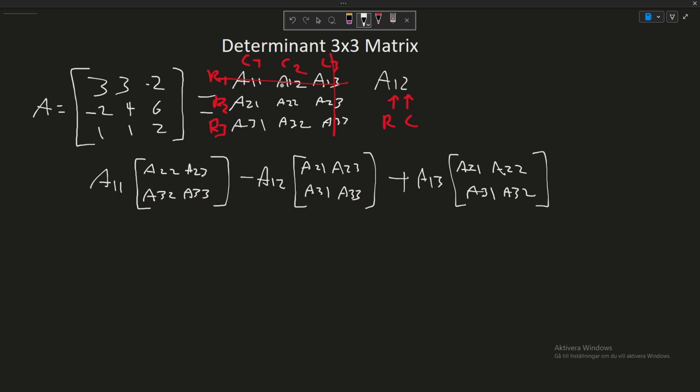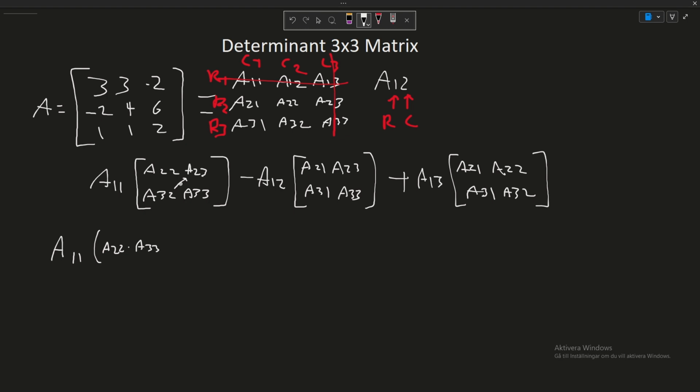And so now to solve each one of these, you're gonna have to take the diagonal here and subtract by the diagonal here. So you will multiply these two with each other and then subtract by the multiplication of these two, and times the number you have here. So in this case we would have A11, and then we would have A22 here, this number, times A33, the diagonal here.